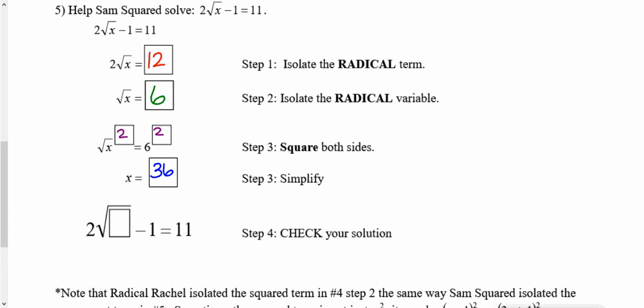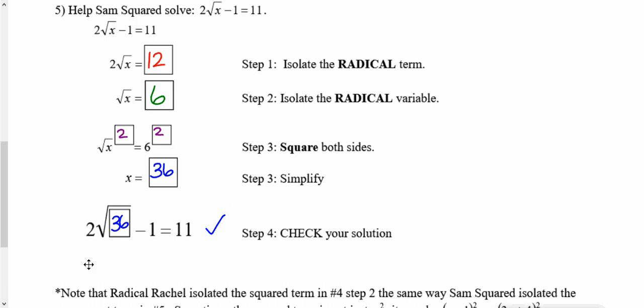I have to check and make sure this works. Is 2 times the square root of 36 minus 1 equal to 11? Well, the square root of 36 is 6. 2 times 6 is 12. And 12 minus 1 is 11. So check, that works, and our equation is solved.